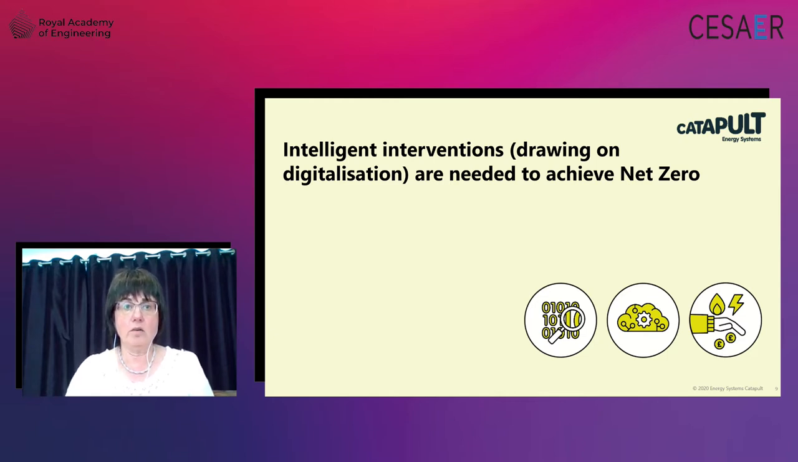Net zero cannot be achieved by simply throwing money at the problem and deploying traditional approaches. We need intelligent interventions which will draw on digitalization to achieve net zero, and significant digital infrastructure would be required to enable effective integration and interoperability and support the necessary market transition.